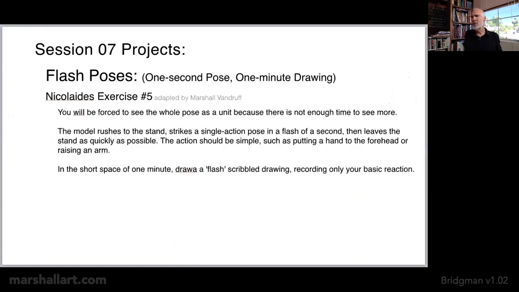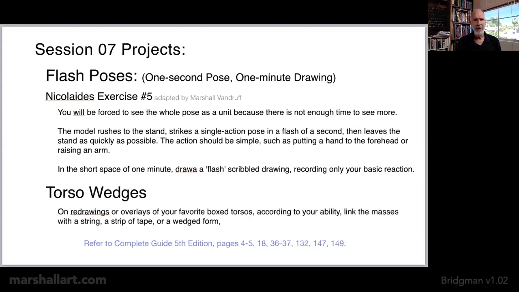Okay, this week, a second and a minute, 20 minutes a day for the next 4 or 5 days, it's probably going to do something in the synapses in your brain to make you a better gestural observer. Let's get to the anatomy stuff.